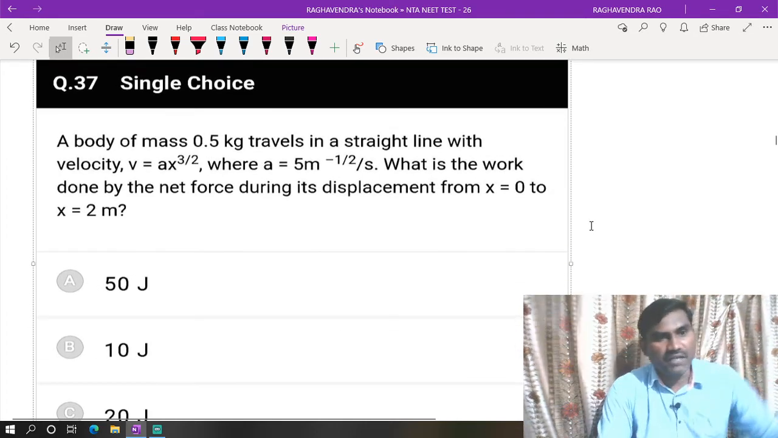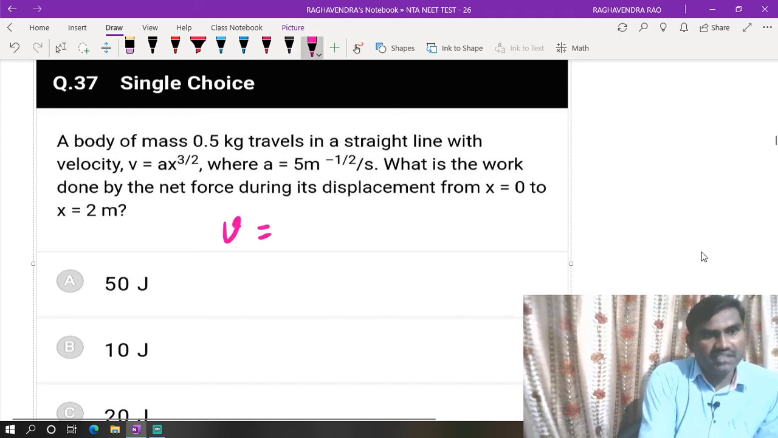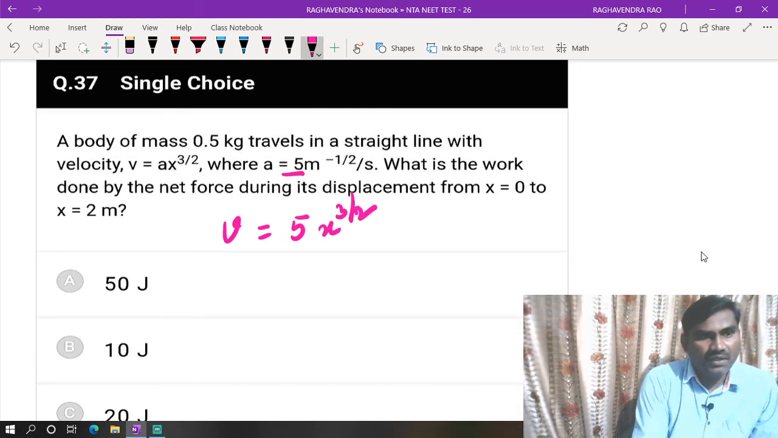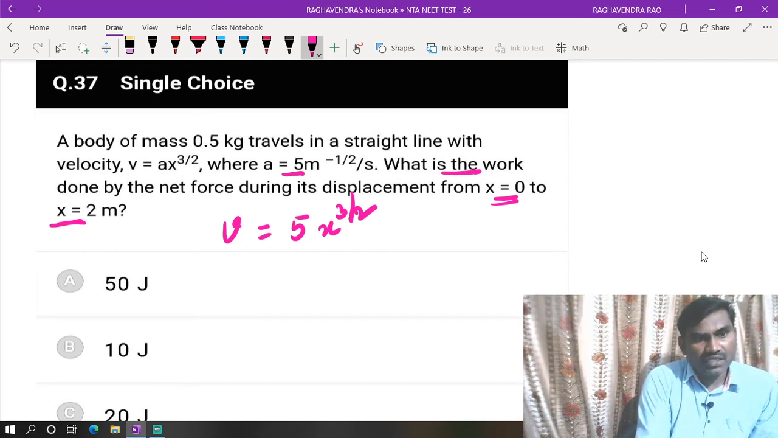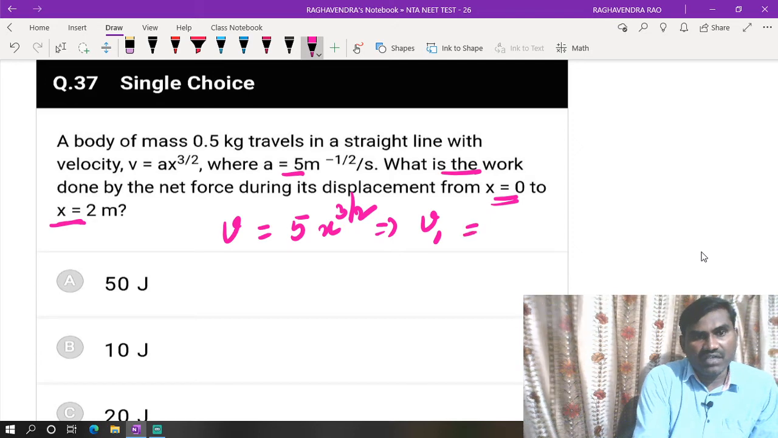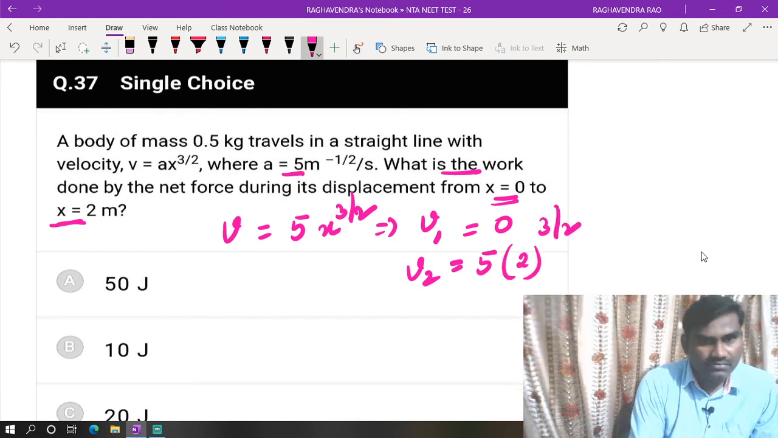A body of mass 0.5 kg travels in a straight line with a velocity. Here velocity is given as V is equal to 5 x^(3/2). They are asking about displacement x from 0 to 2 meter. As velocity is given, by substituting x is equal to 0 we get V1, so V1 is 0. Now V2 at x is equal to 2 is 5 into 2 whole to the power of 3 by 2.